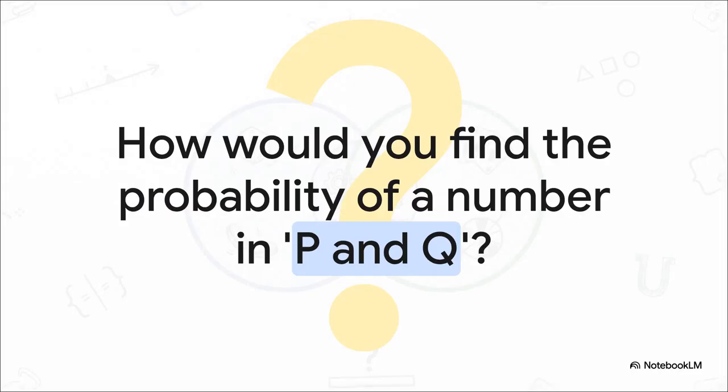And to leave you with a little something to think about, based on everything we just did, how would you find the probability of a number being in P and Q? This is something called the intersection of the sets. What part of the diagram do you think that would be? Have a little think about it.